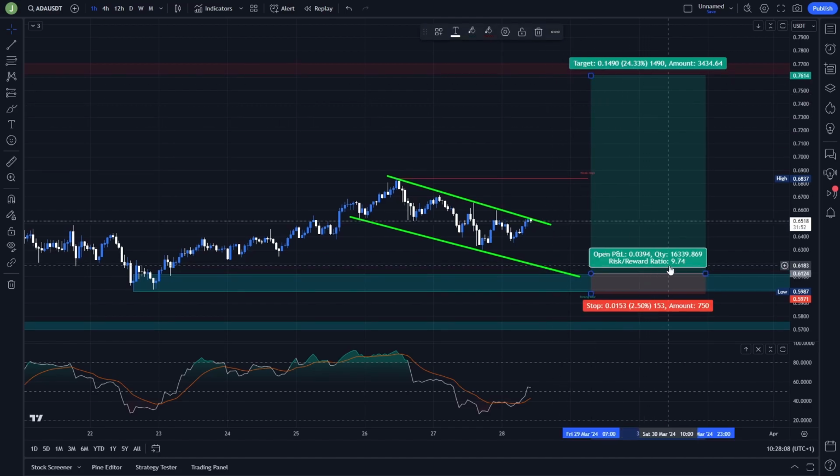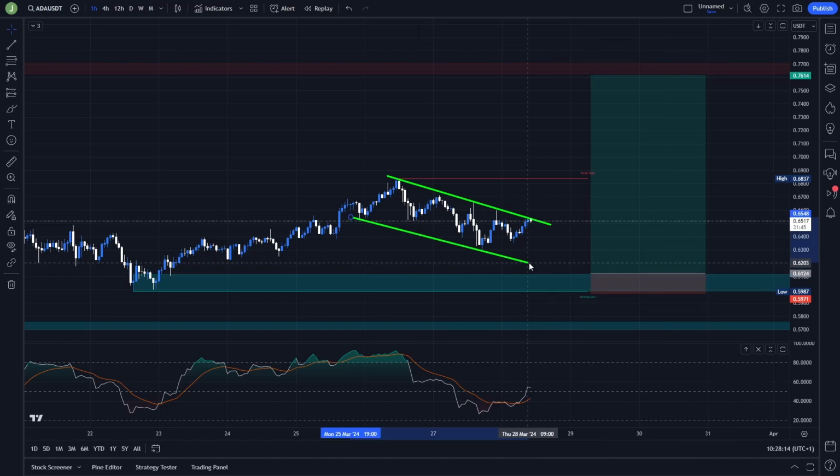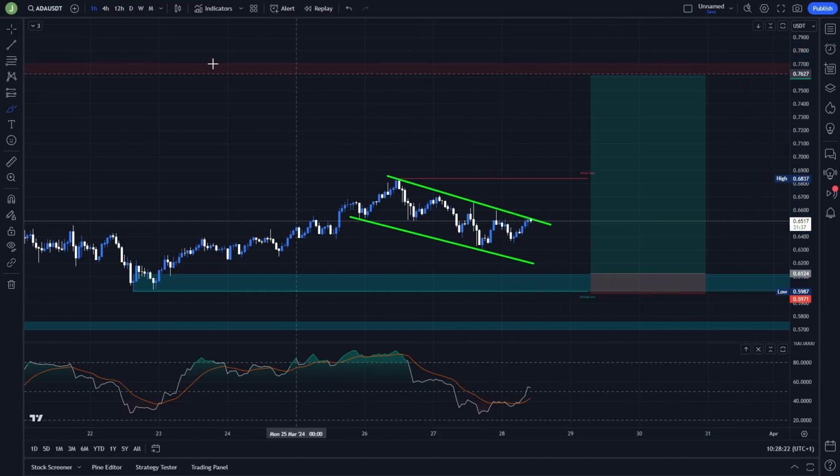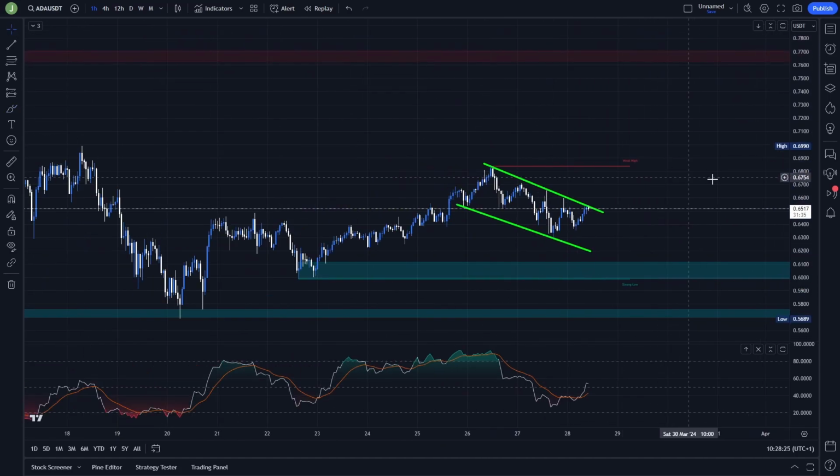So right now we are looking for a risk reward ratio of almost 10, which is in my opinion still really good. And even if you take multiple take profit targets, then the risk reward ratio will still be around 7.5, which is in my opinion really good. So yeah, that's another potential trading setup that you can take on the 1 hour chart.